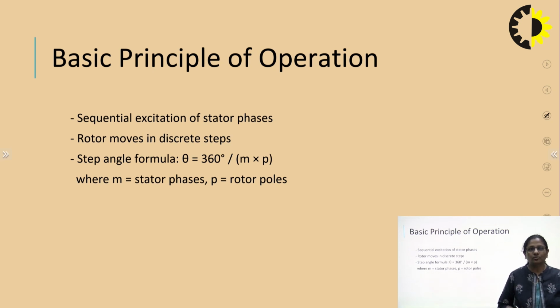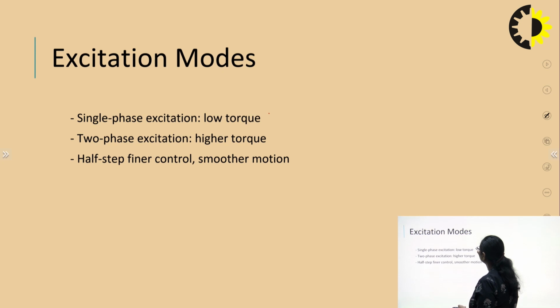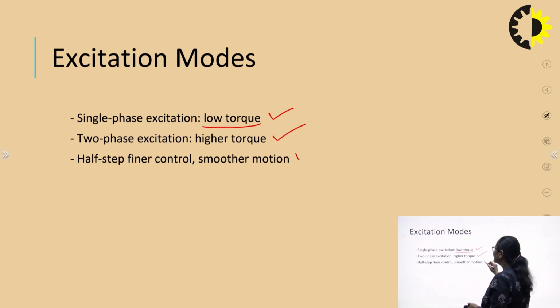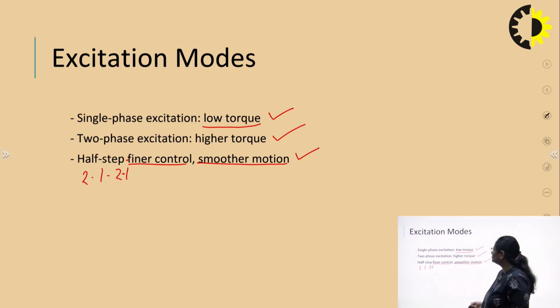Now proceeding with the excitation modes for permanent magnet stepper motors, we may have single phase excitation, usually for low torque applications. In low torque applications, we use single phase excitation. Then we have two phase excitation, and we have half step mode. Half step mode is basically the 2-1 excitation mode, and it is used for finer control and smoother motion of the rotor.